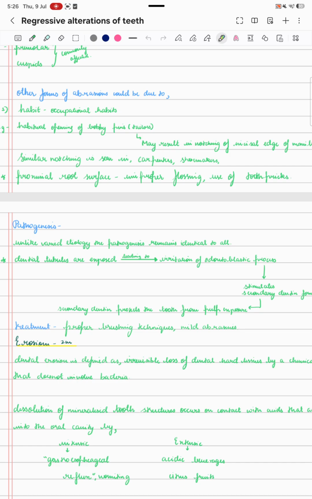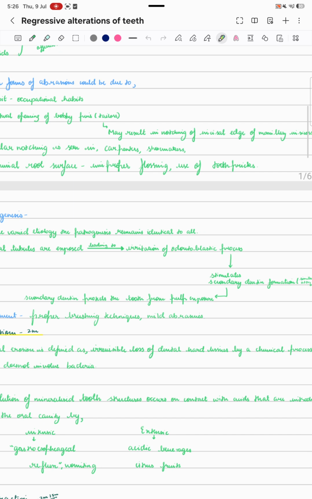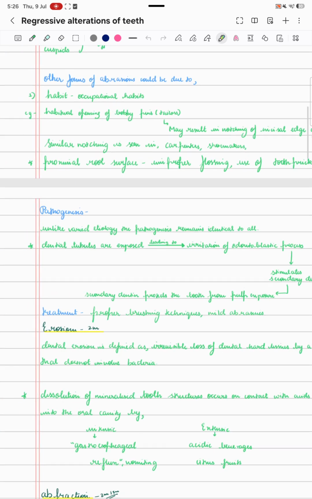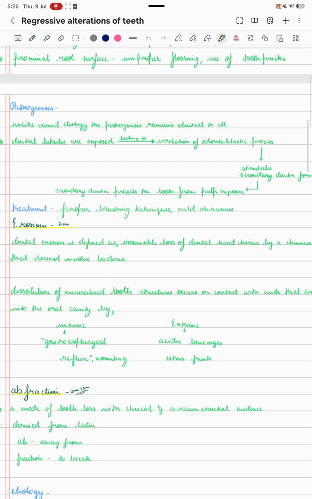Similarly, notching could be seen in carpenters and shoemakers, and the proximal root surface is also abraded by the use of specific dental aids such as flossers. Use of toothbrushes could also cause abrasion of the proximal root surface.